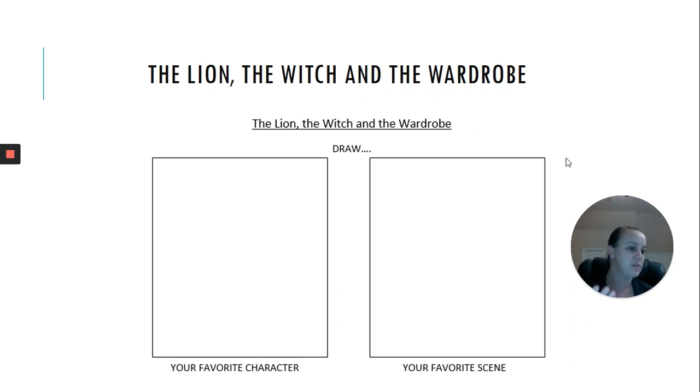It could be Mr. Tumnus's cave. It could be the White Witch's castle. It could be the woods. It could be any of the settings that we saw or heard about in The Lion, the Witch, and the Wardrobe. Okay, so enjoy this project. Have fun with it. And then as soon as you're done with it, you can choose to email it to me if you want. I'd love to see some of your guys' artistic work. That would be awesome. And now I have a little clip for you from The Lion, the Witch, and the Wardrobe. Enjoy.